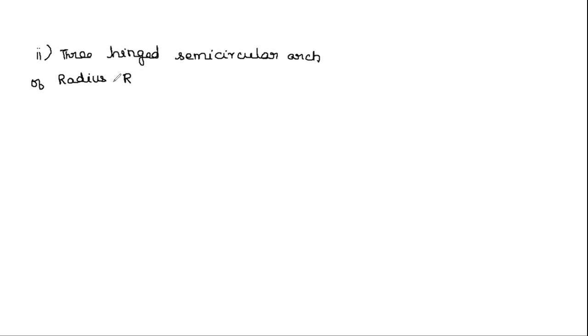The second loading condition is a three-hinged semicircular arch of radius r carrying a UDL over the entire span.